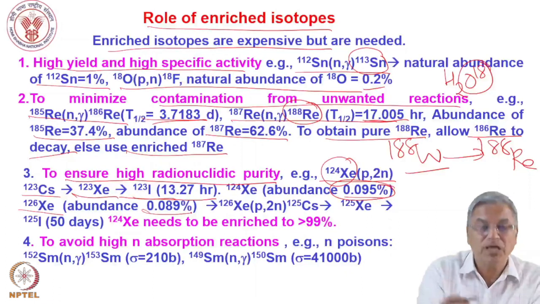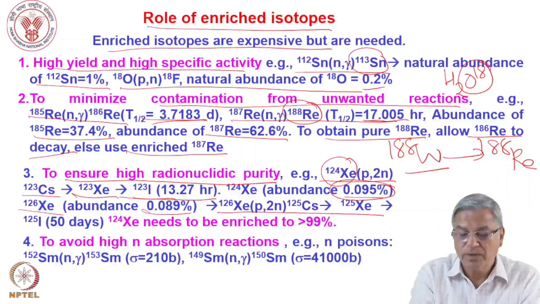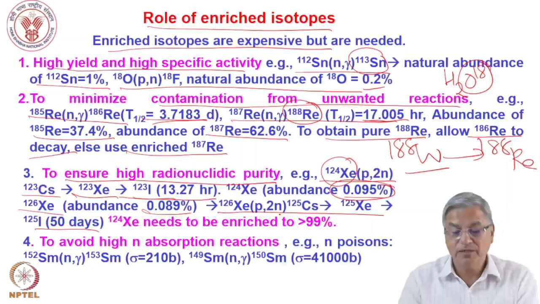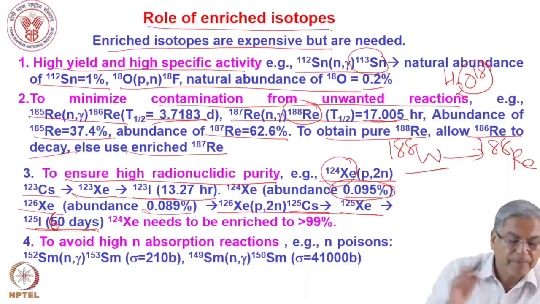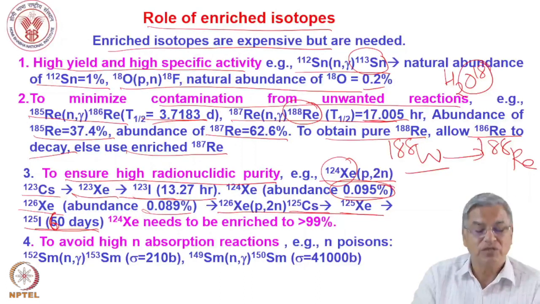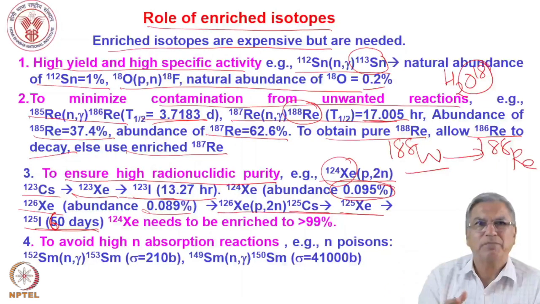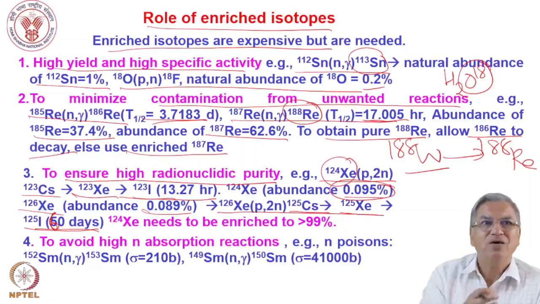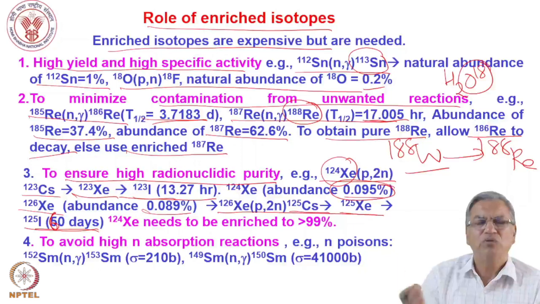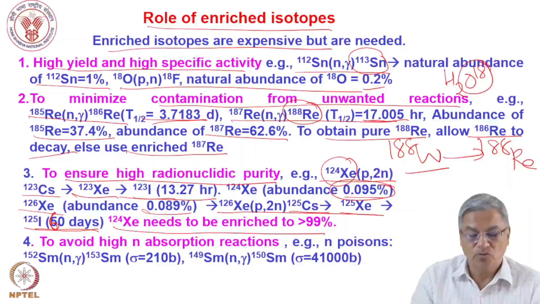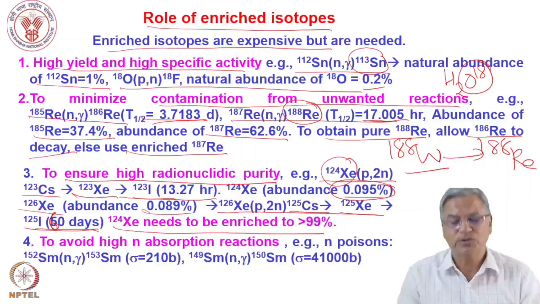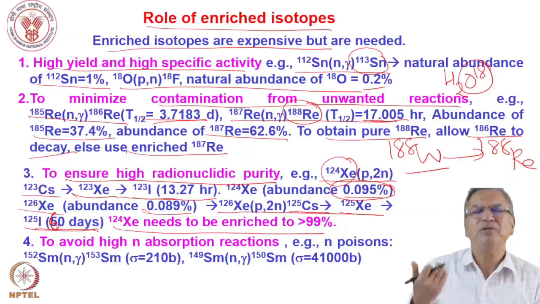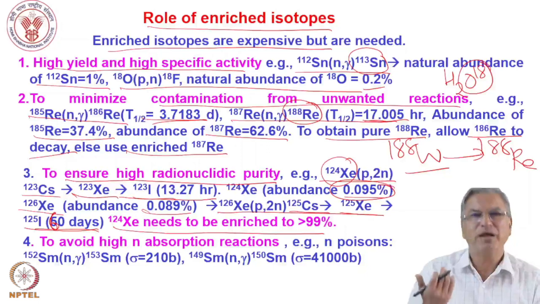126 xenon also has about the same abundance as 124 xenon, and that also gives you, by a similar reaction, 126 xenon (p,2n), 125 cesium, electron capture, 125 xenon, and then 125 iodine, which is actually 60 days. So 125 iodine is longer-lived than 123 iodine, and so it will always contaminate your spectrum. So if you have 123 iodine produced by the xenon 124 (p,2n) reaction, you will invariably have 125 iodine, which is longer-lived. And therefore, there will always be contamination. Therefore, you need to enrich xenon 124 up to more than 99%. The gaseous isotopes are easy to enrich. Different methods are available for isotope enrichment, and the enrichment of isotopes is a very common technology these days. Many vendors are available to supply you enriched targets.